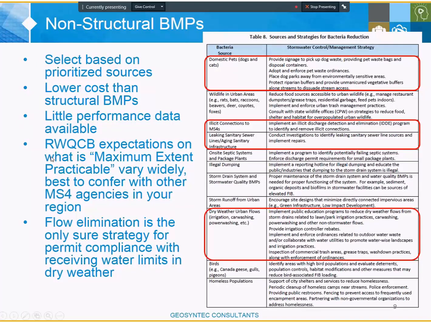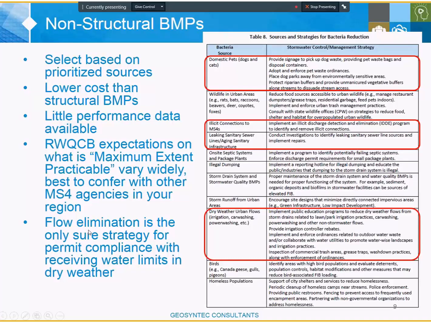And another thing that I'll note here is that the regional board expectations on what is maximum extent practicable, that is a standard in MS4 permits across the country, varies widely. So it's really best to confer with other MS4 agencies in your region to understand their interpretation of maximum extent practicable, because everyone asks us, well, how much is enough? How many non-structural BMPs is enough? Non-structural BMPs are much harder to quantify than structural BMPs. So the answer to how much is enough, well, it depends on what your regional board expectations are.